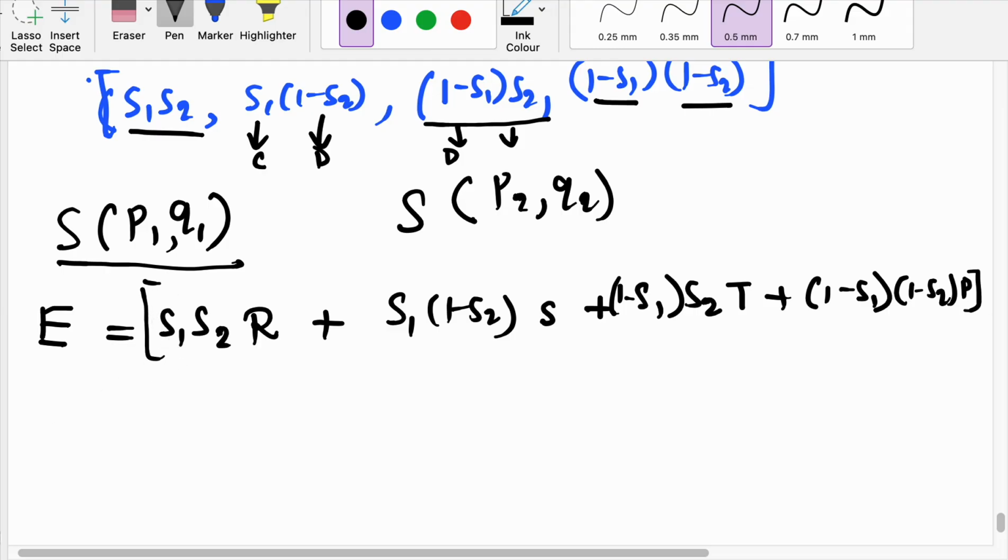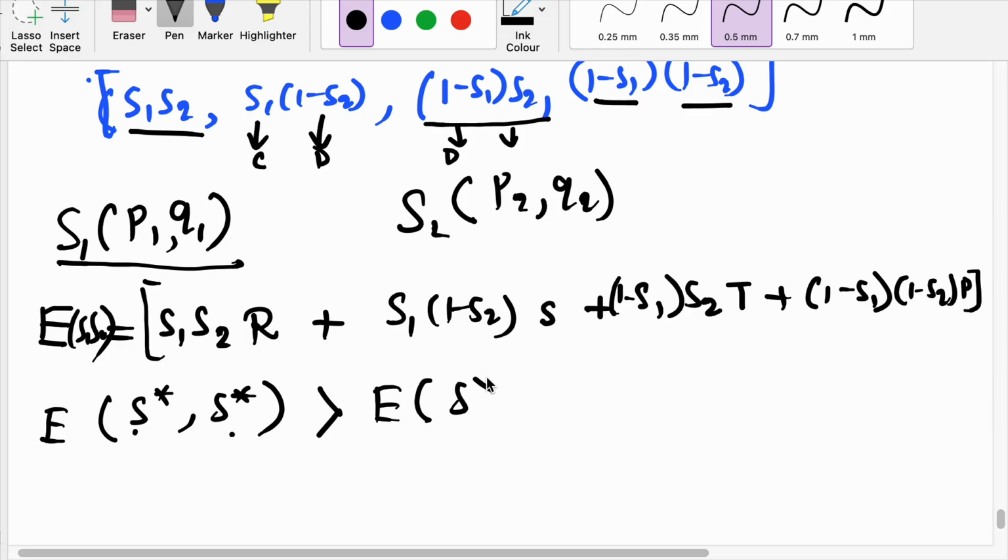Now since I know my strategy's values, I can write the expected payoff exactly if I know the strategy. Suppose this is s1, this is s2, so I know the expected payoff I'll get if my strategy is playing against yours. Now we can actually calculate the ESS. We know the definition of ESS: if some strategy s is the ESS, then its expected payoff should be greater than that of all other strategies, and this is the first condition of ESS.